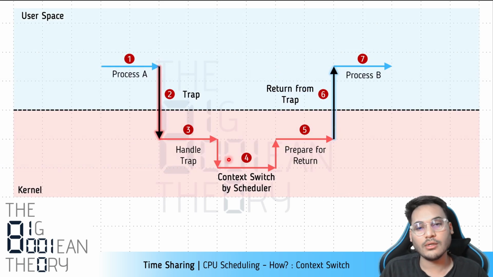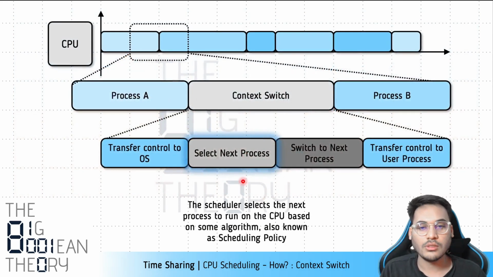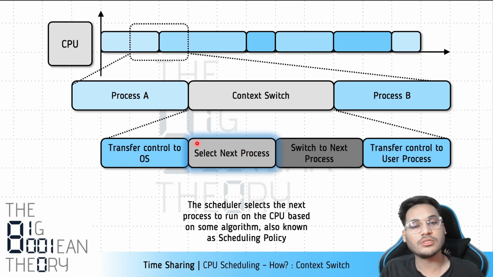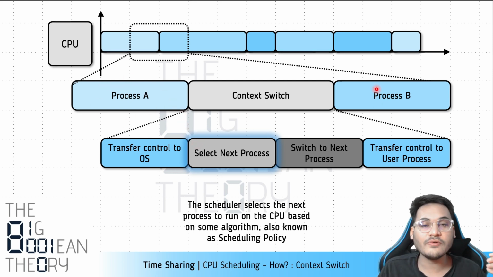So once we have entered the kernel, the next part is to actually switch the process. Let's see how that happens. We are now interested in this fourth step. After you have transferred the control to the kernel, there are two important steps. The first is that the scheduler, which performs the CPU scheduling, has to select the next process. For example, if process A was running, then which process should run next? First of all, that decision has to be made before actually making the switch from process A to some different process, and that will be done based on some algorithm.